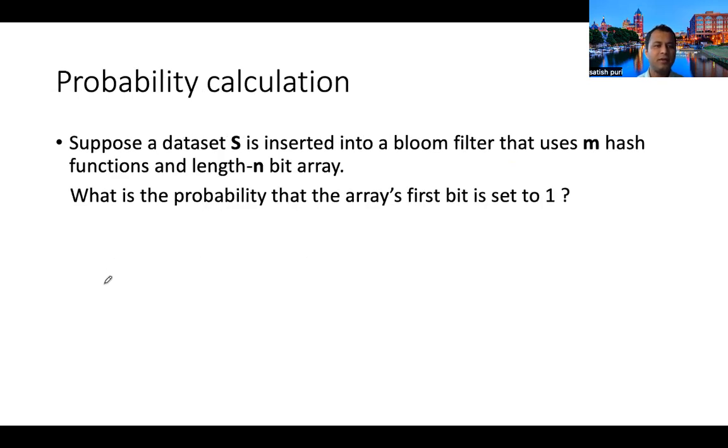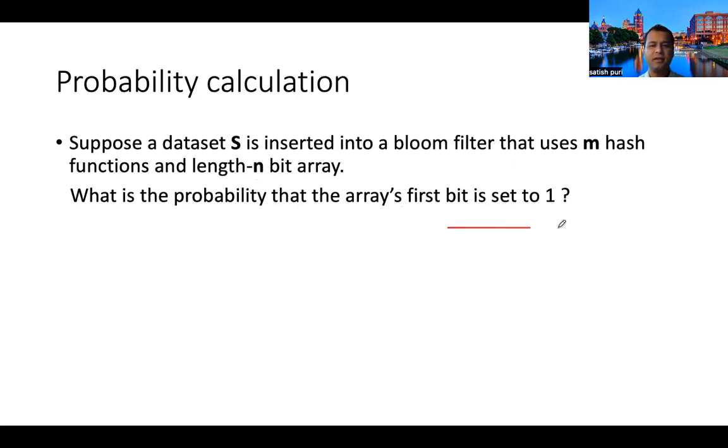All right, so let's go to Bloom filter now. Suppose a data set S composed of many elements is inserted into a Bloom filter that uses m hash functions. So m was 3 in many examples that we had. And the size of the bit array is n, like 11 was the size of the bit array in our previous slides. What is the probability that the array's first bit is set to 1?